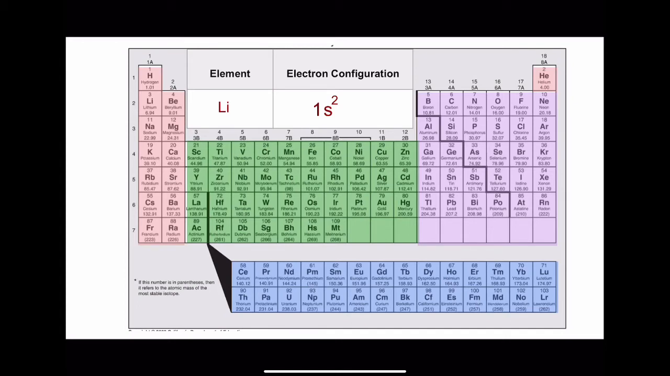And lithium is in row 2. It's in the s block, and it's the first of 2 electrons. So the entire configuration for lithium is 1s2, 2s1.